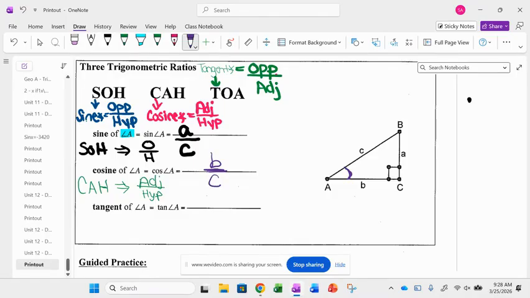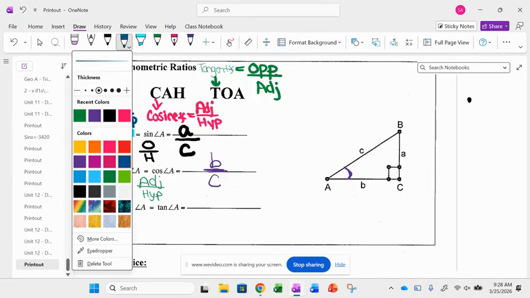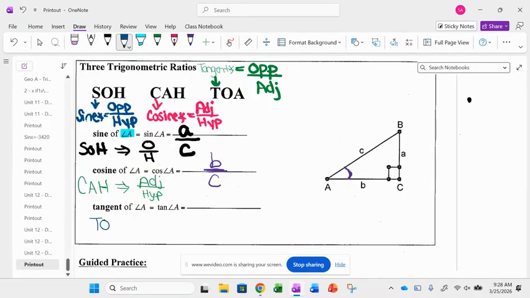I know this is different, but the more problems we do, the better it will get. And then you'll be like, oh, this is a little fun. All right, so now let's talk about tangent. Which one is tangent? So, ka, or toa? Toa. So now we're going to use toa. What is the O in toa? Opposite, good. What is the A in toa? Adjacent.